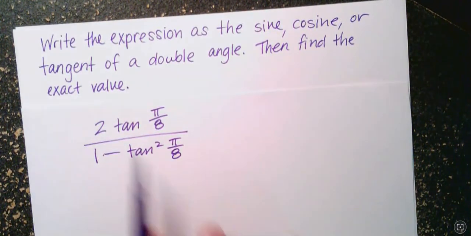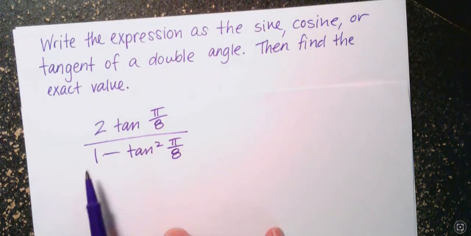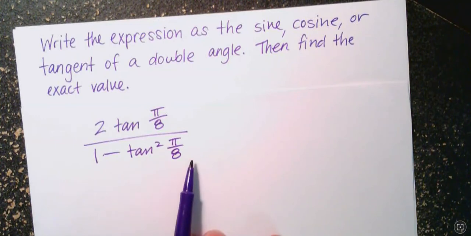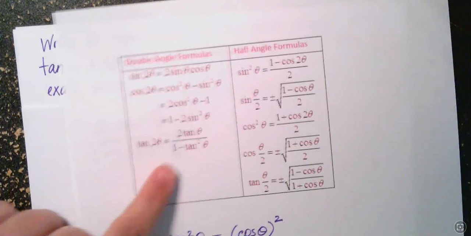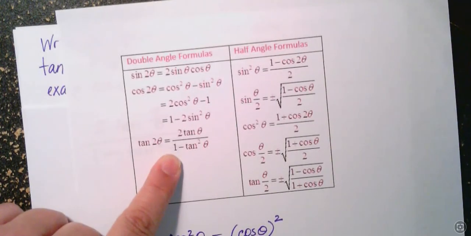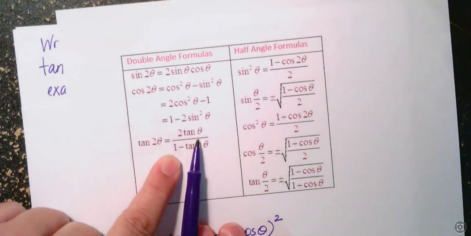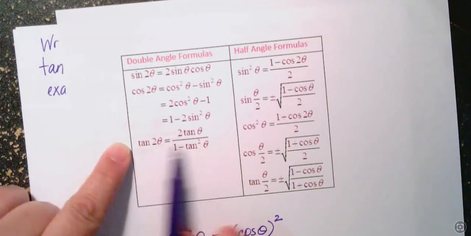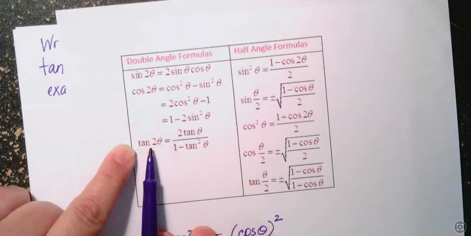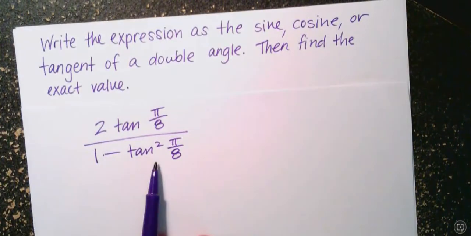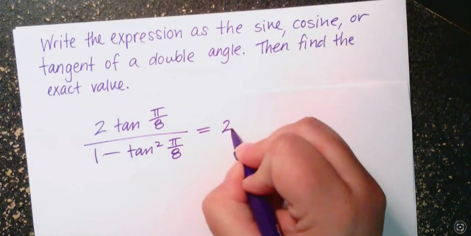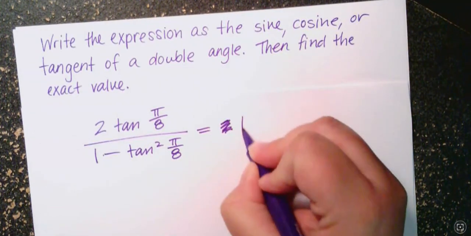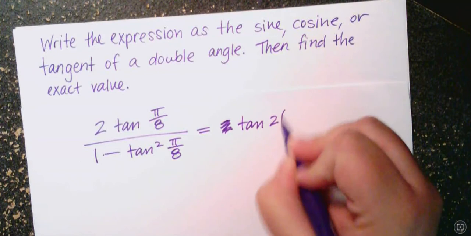that this is 2 times tangent of some angle over 1 minus the tangent squared of that same angle, and that is something that I've seen before, and the place I've seen it is right here. 2 times tangent of an angle over 1 minus tangent squared of an angle equals tangent of 2 times the angle. So the angle here is pi over 8. So this equals the tangent of 2 times the angle.